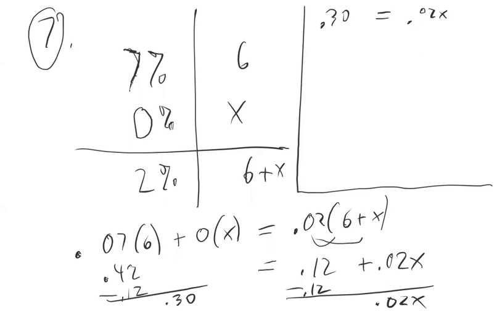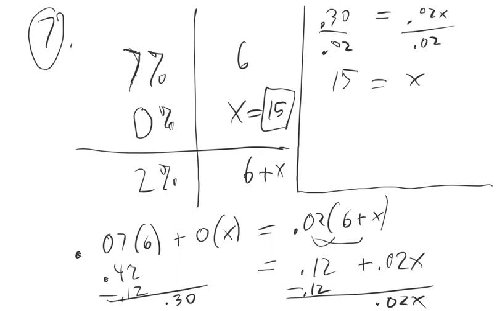Then I need to get the X by itself, so I'll divide by the 0.02 like this, which will give me 15 equals X. So the answer is the amount of water, the pure water that needs to be added, is X equals 15 liters. So the solution is 15 liters.